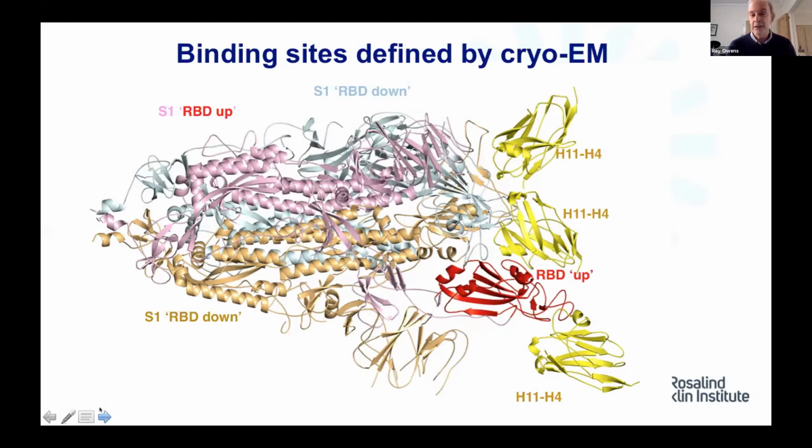The other thing I can say now is that we've modeled in an all down RBD version of the spike, and you can actually get access to the nanobodies to that sequence. And really, in more recent work with other nanobodies, we've shown that we can show binding to an all down conformation. So mechanistically, we think how these nanobodies may work against the whole spike is by locking it into this unproductive, non-binding state.